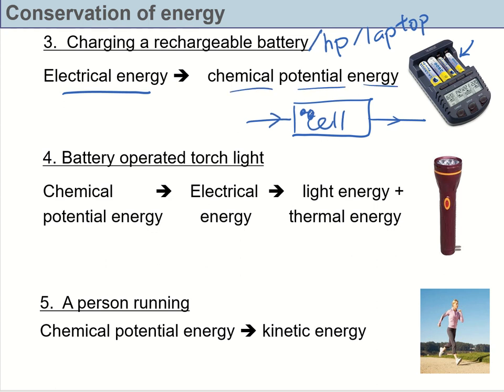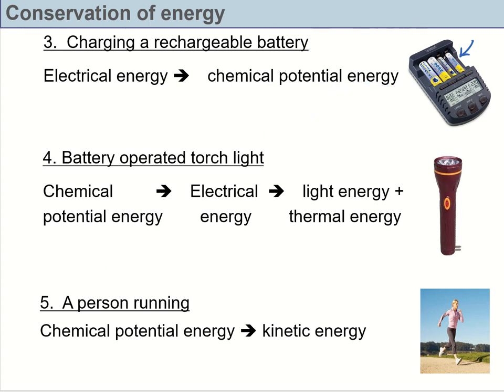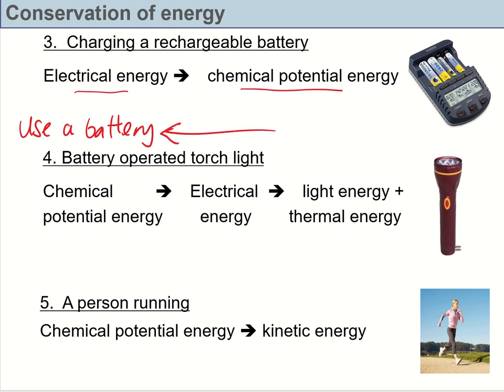And when you start to use this cell, this chemical potential energy will be released as electrical energy. So charging a battery and using a battery, the energy conversion is opposite. When you charge a battery, you give electrical energy and you are storing it as chemical potential. But when you are using a battery, it is from chemical potential to electrical energy. That is the example illustrated in example 4 right now.